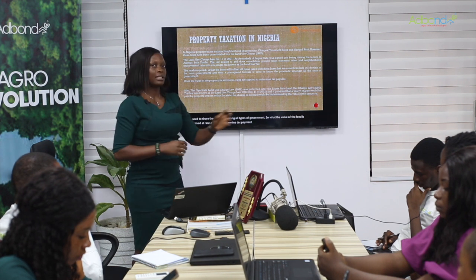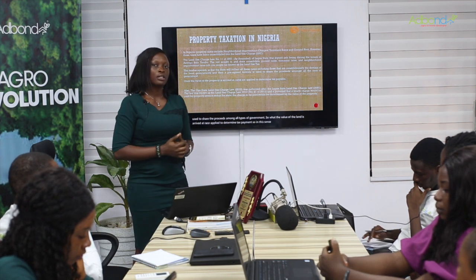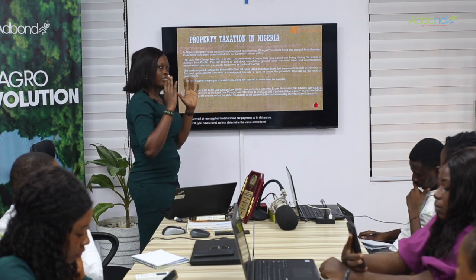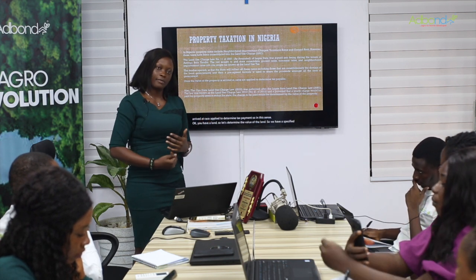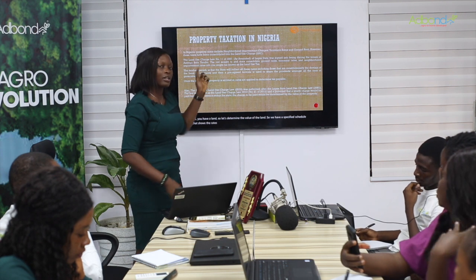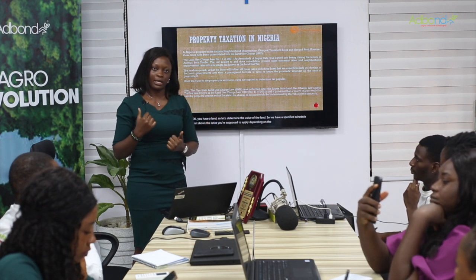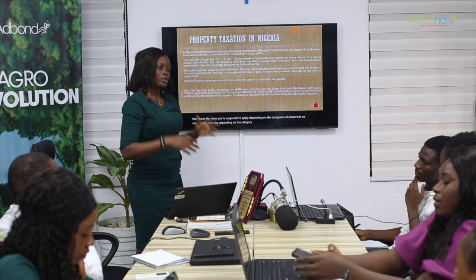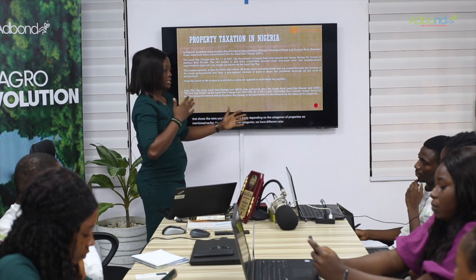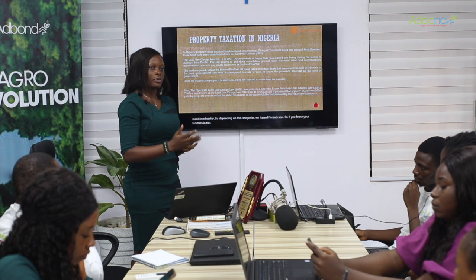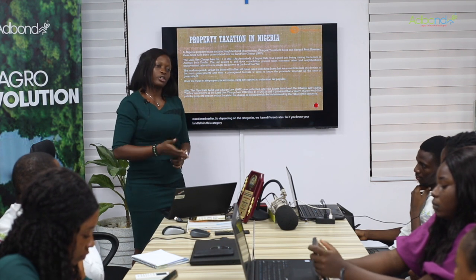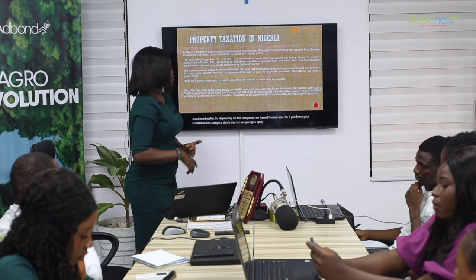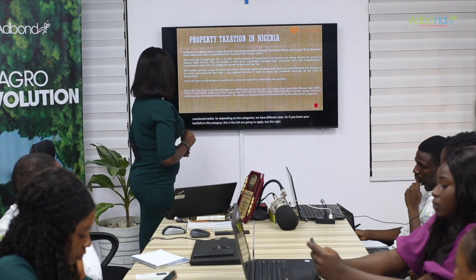So they're saying, okay, you have a land, so let's determine the value of the land. We have a specified schedule that shows the rates you're supposed to apply depending on the categories of properties we mentioned earlier. Depending on the categories, we have different rates. So if you know your land falls in this category, this is the rate you are going to apply. But this rate is going to be calculated depending on the value of your land, which we'll look at in an upcoming slide.